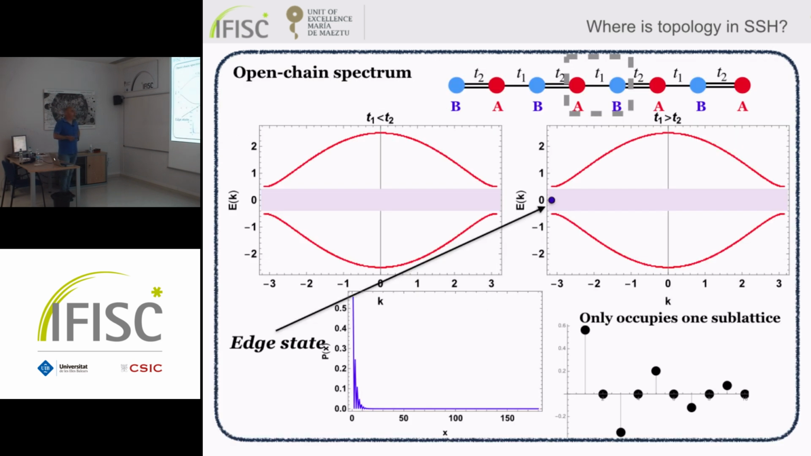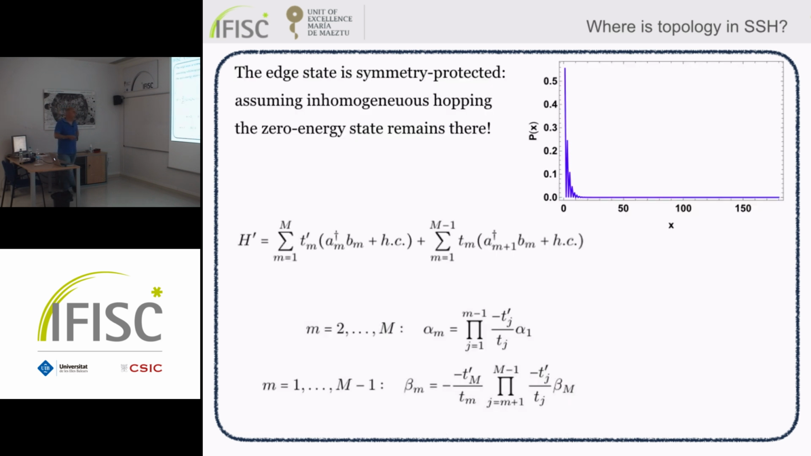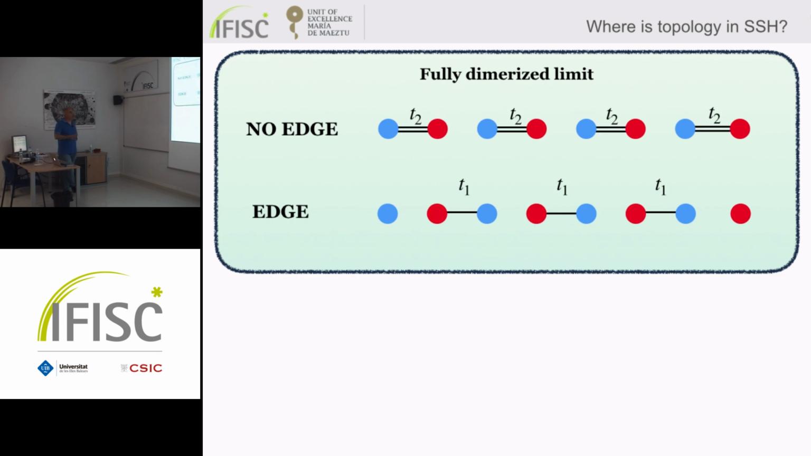So why is there a state in one phase and not in the other one? A simple way of seeing it is taking the fully dimerized limit, where either T1 is 0 or T2 is 0. In one case, you get dimers arranged this way, and that define two flat bands, just two energy levels, one positive, the other negative. In the other case, you have the same band with the energy plus or minus T1, but then you have two isolated extreme sites that define your edge states with zero energy.